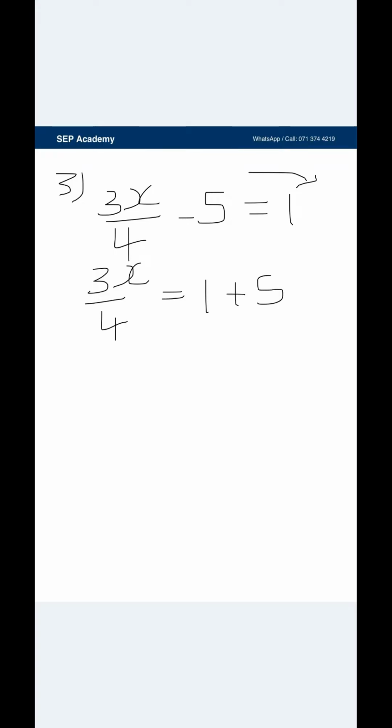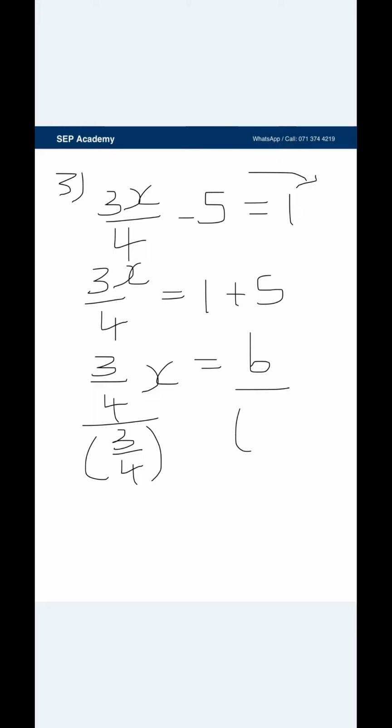I will take this to the other side, it will change the sign, it becomes plus 5. And then just remember that this is still the same as that, and this plus that, definitely that is 6. So what you do, you detach that fraction of that. Remember, whatever you do on the left, you also do on the right. So that means the whole of this will cancel with that.